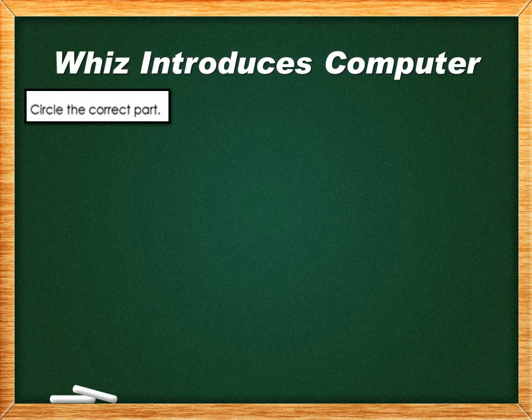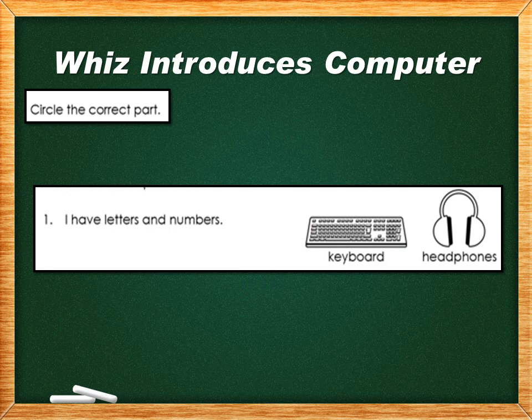Now there is another question. You have to circle the correct part. The first question is, I have letters and numbers. Who am I? I am a keyboard or I am headphones. So in both pictures, keyboard contains the letters and the numbers. So the answer is, make a circle around the keyboard.